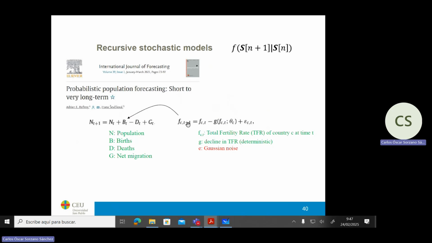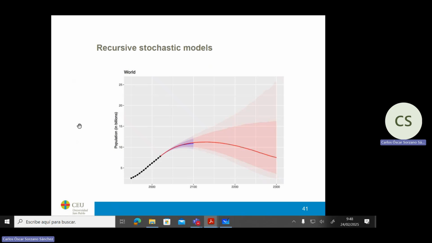And so the fertility in the next period will be the current fertility plus the decline in the total fertility rate. In their model, this is deterministic plus some Gaussian noise. So these births are stochastic, and then they made simulations of how the global population in the world will change over time, and these are their predictions.